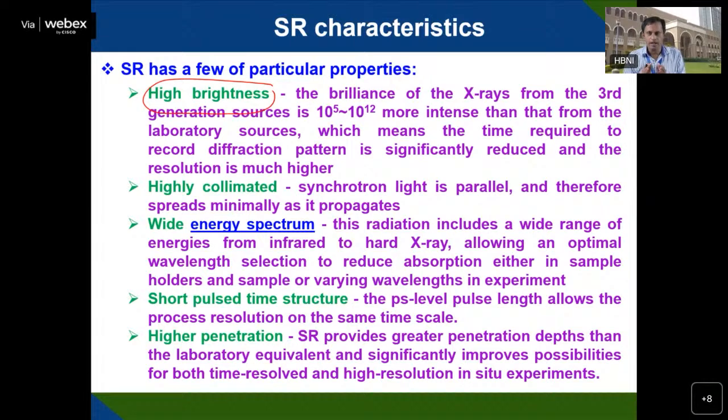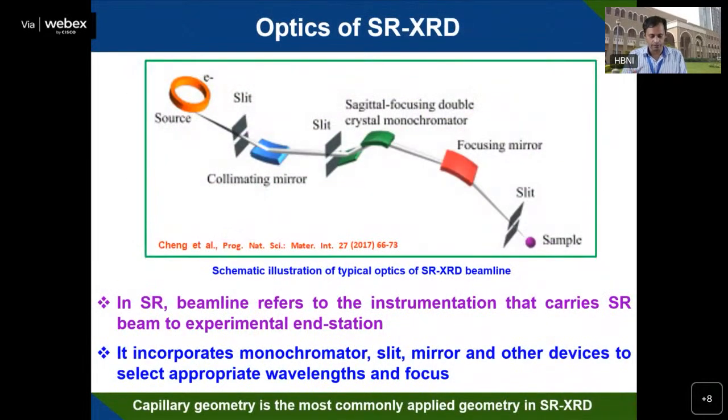And then you have a wide range energy spectrum. In the conventional case, you have a fixed wavelength. But here the radiation includes a wide range of energy from infrared to hard X-rays, allowing optimal wavelength selection to reduce the absorption either in the sample holders or in the sample, by varying wavelength in experiments. You also have a short pulse time structure, which allows the process resolution to be quite high on the time scale. And the penetration depth is much higher than in conventional laboratory X-ray. Because of these things, synchrotron X-ray will give a better diffraction pattern.